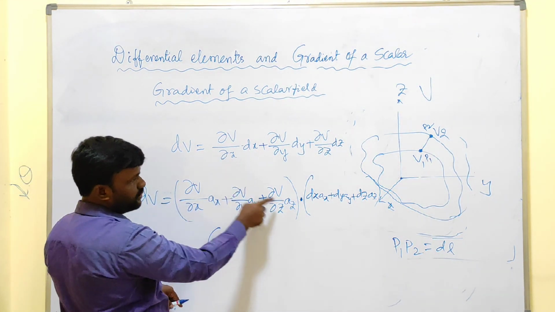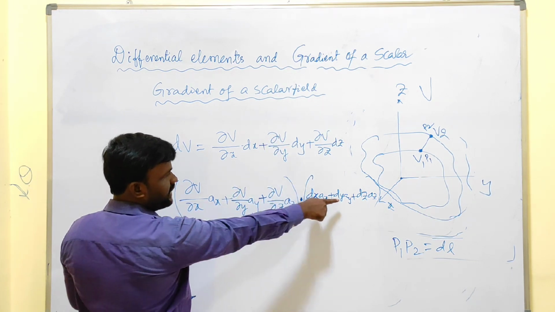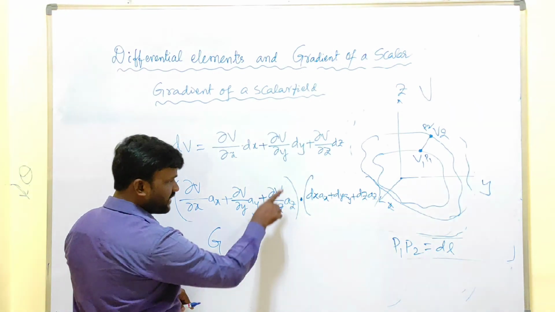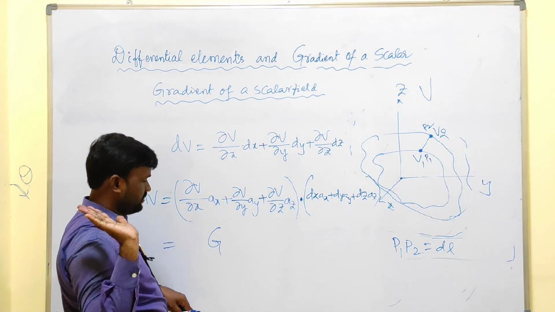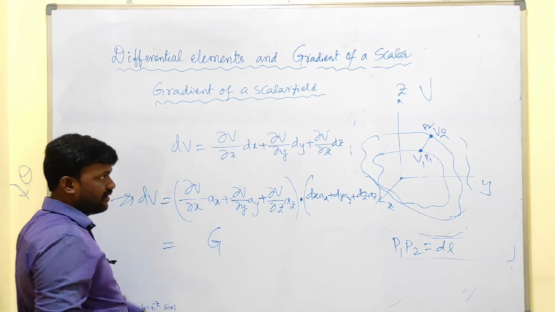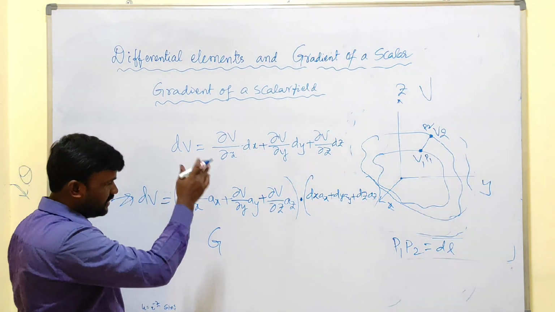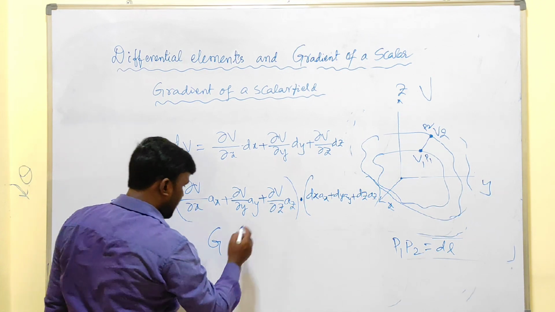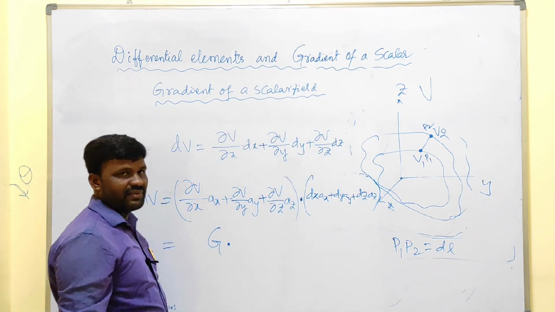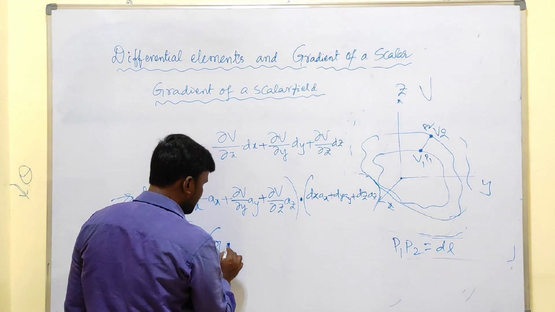Dou v by dou x into dx plus dou v by dou y into dy plus dou v by dou z into dz. If you didn't understand this, please refer to the topic dot product. I already uploaded a video on the dot product and cross product. And what is this? It is nothing but the differential displacement in Cartesian coordinate system.